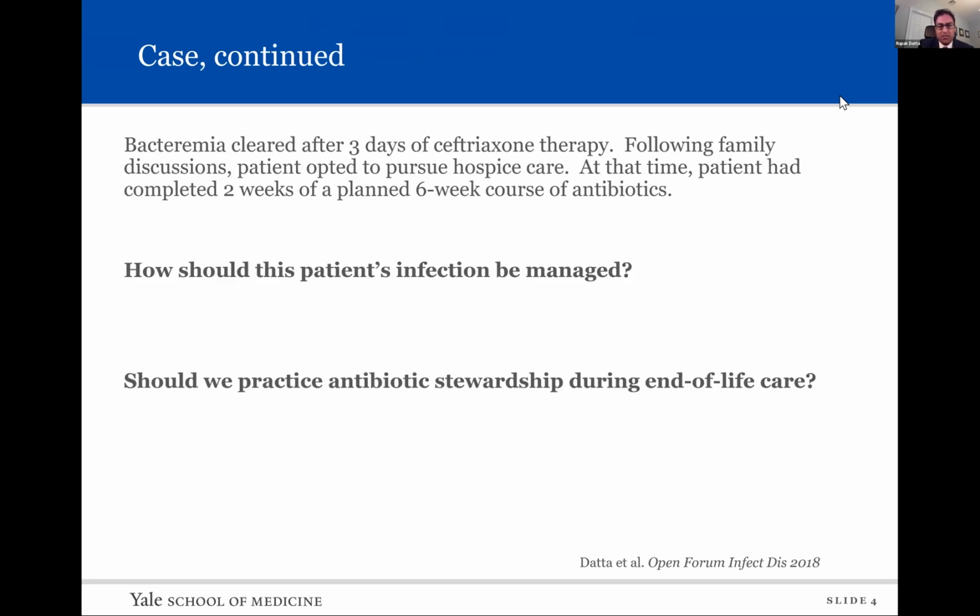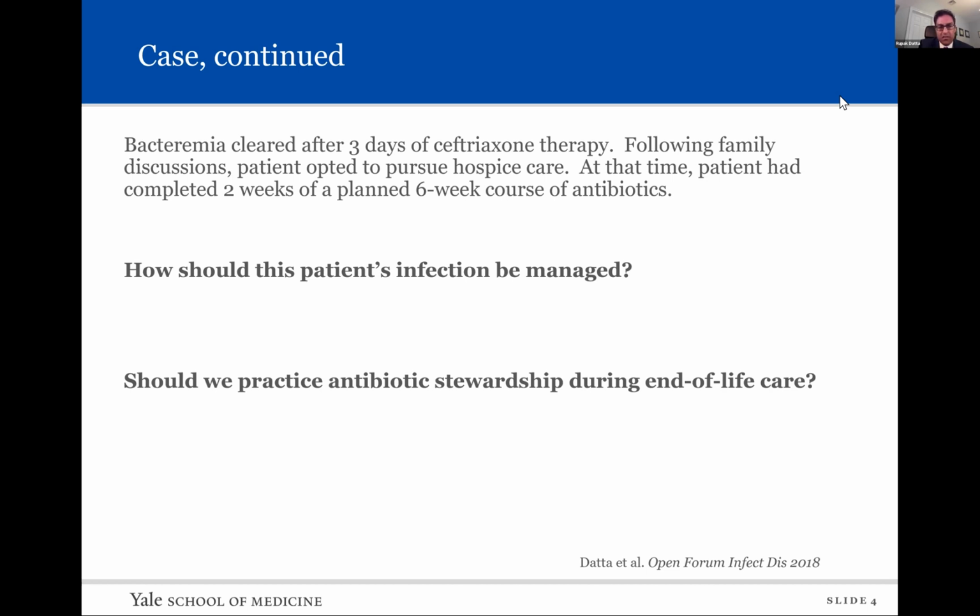She was ultimately started on ceftriaxone, and her bacteremia rapidly cleared after 3 days of therapy. During this time, there were repeated family meetings with the patient and her loved ones, and the decision was ultimately made that she would pursue hospice care. By that point in her clinical course, she had completed 2 weeks of a planned 6 weeks course of antibiotics. And as the ID consultant, we were faced with a few challenging questions.